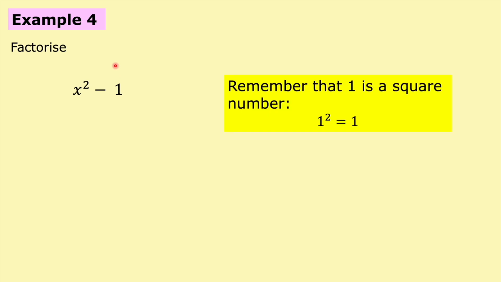Okay, a last example before I ask you to try some questions. It's just a little reminder example that 1 is a square number. So always remember that 1 is a square number. 1 times 1 equals 1. So we can use the difference of two squares with this expression here. Just following the same steps, the square root of the first term is x, and then because the square root of 1 is 1, 1 goes in both of these brackets. And if you're ever unsure about anything, multiply the brackets out and you should get back to this original expression.